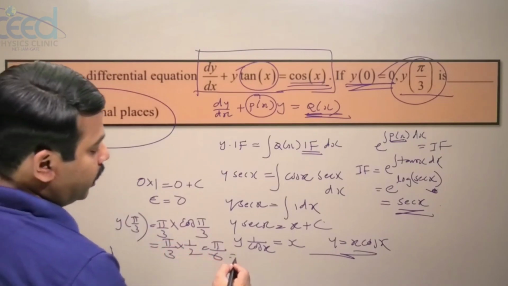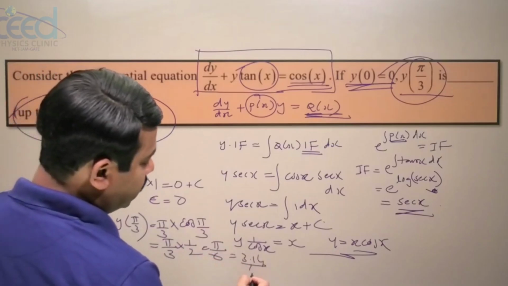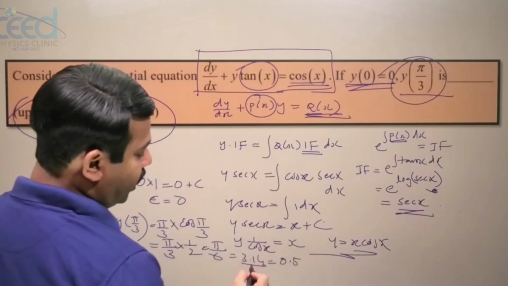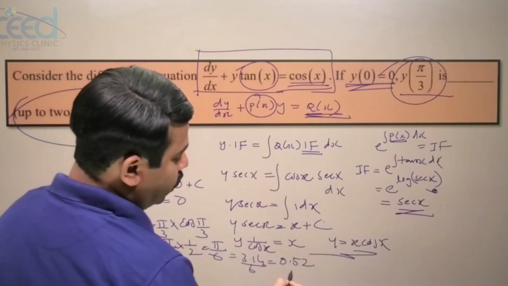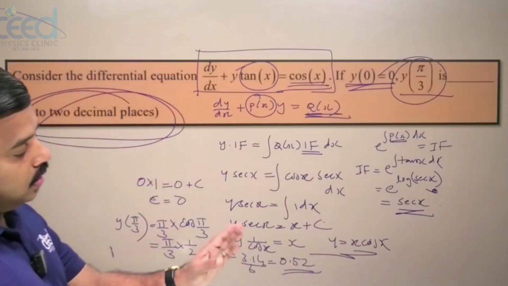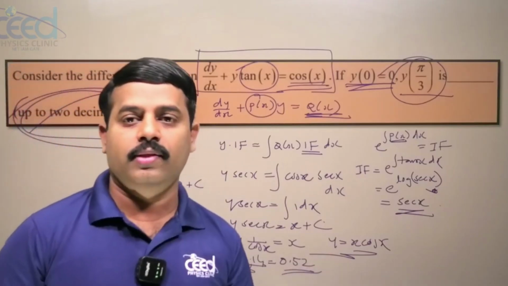π/6 is 3.14 divided by 6, that is 0.52. You have to write it to 2 decimal places, so 0.52 is the answer.